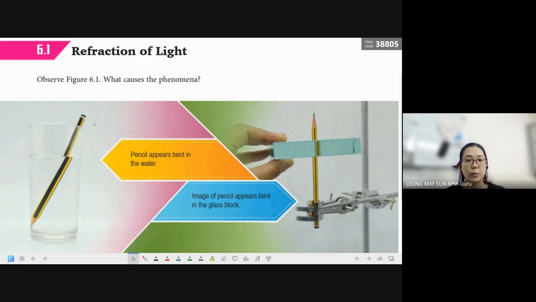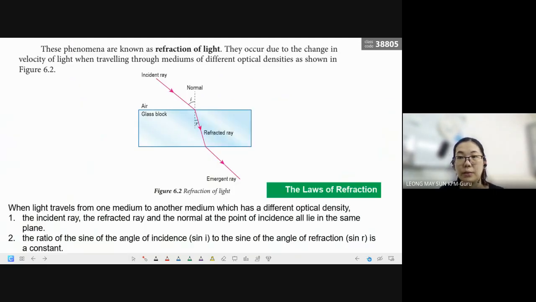For example, if you put a pencil or a pen inside a glass of transparent water, the pencil will appear to be bent. Or if you put a pencil behind a glass block, you can see that the image is slightly moved away. This phenomenon is called refraction of light.